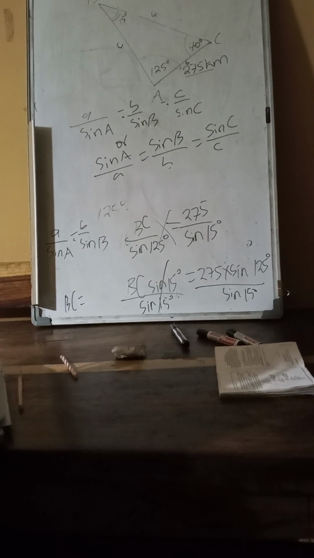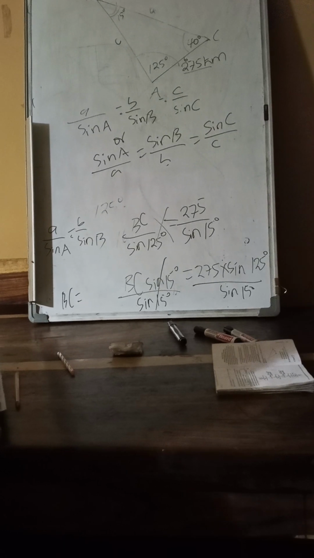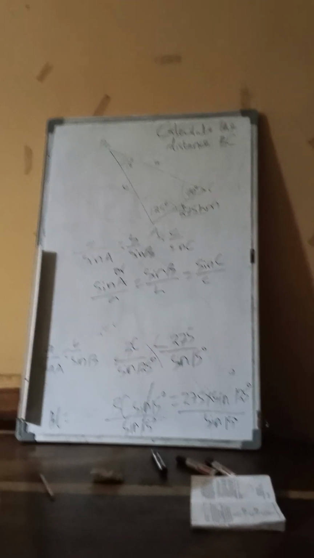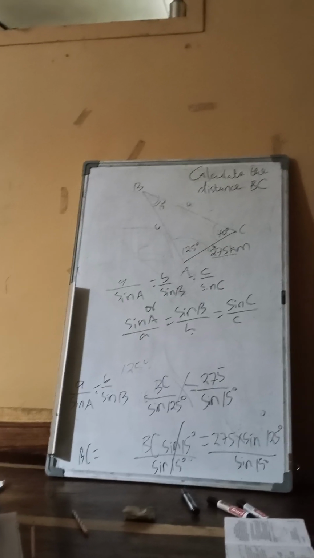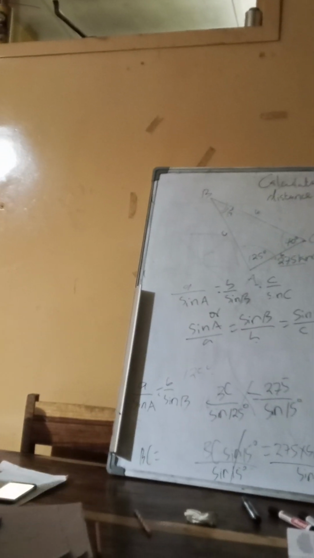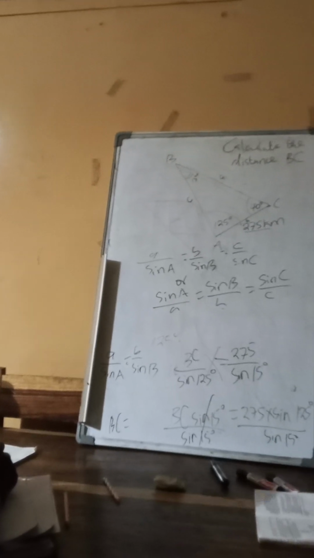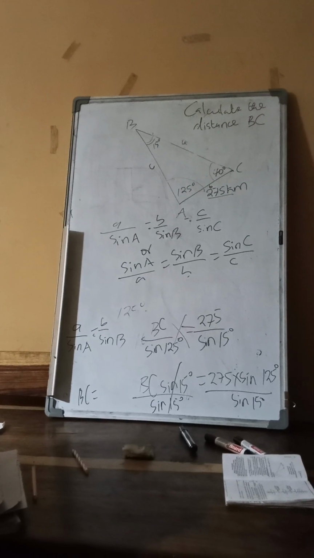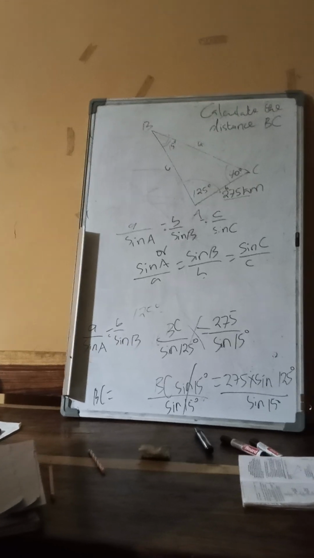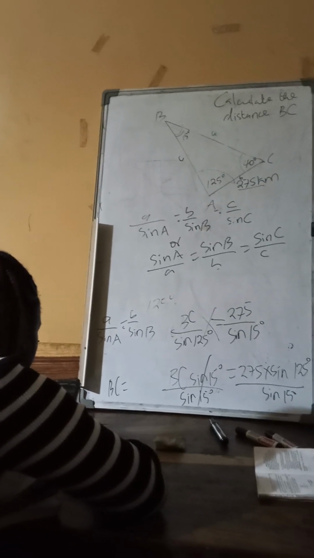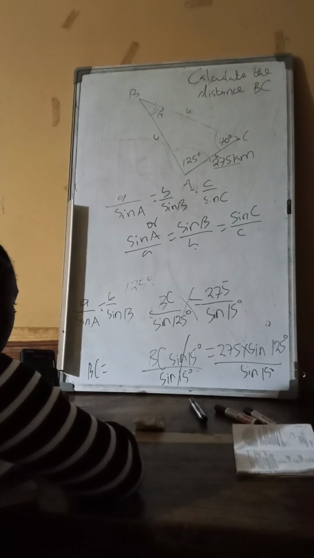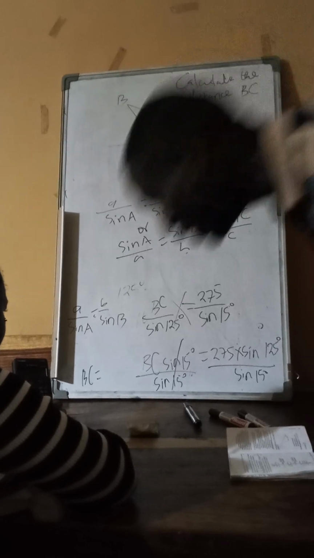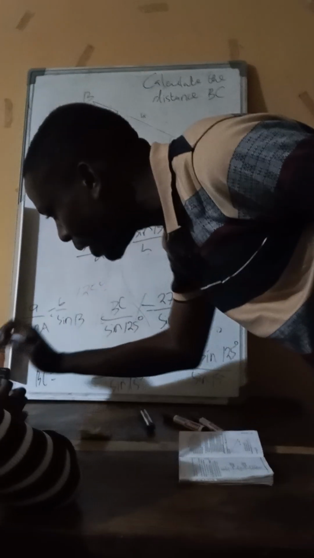What is 275 times sine 125? You must use calculators. This is paper 2. Don't use a phone. Use a calculator. What is 275 times sine 125? What do you get? Divide by sine 15. Sine 15, not 15. This is not sine 15. You have to put sine 15.